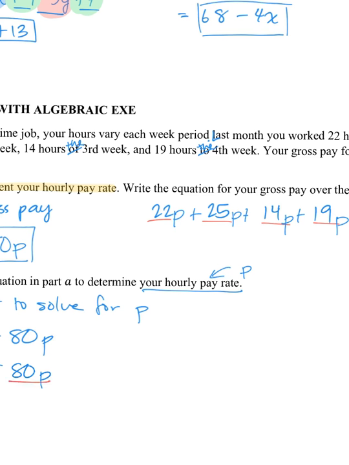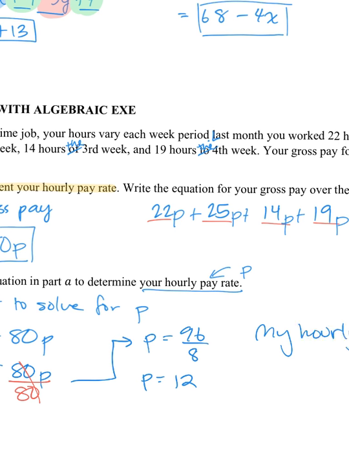So dividing both by, oops, sorry, not dividing by P, dividing by 80, we can get P by itself. Rewriting this, just switching it around a little, P equals 960 divided by 80, which is going to equal 12. And P was my hourly rate, so my hourly pay rate is $12 an hour.